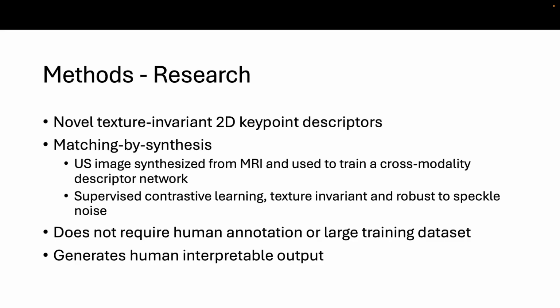So it remains texture invariant, and it's robust to noise. And it doesn't require human annotation, so you don't need people pointing at matching points or a large training data set. It's basically just training a model that can generate output, and it's human interpretable, so someone can look it over and say, yes, these points match, and otherwise, no.